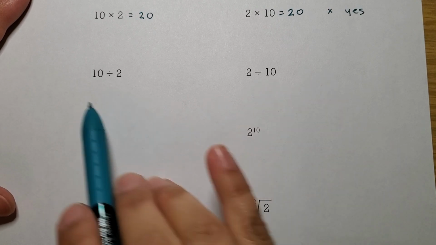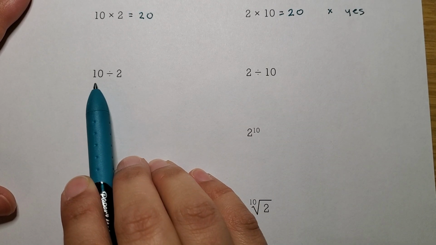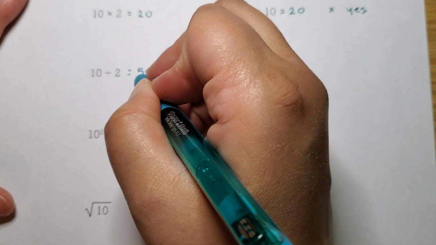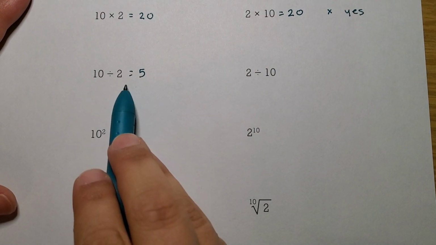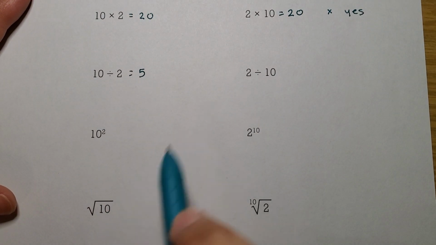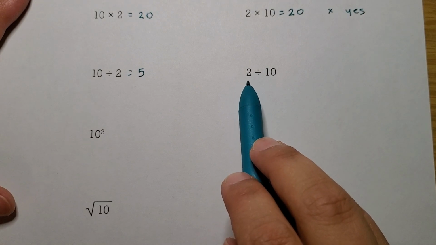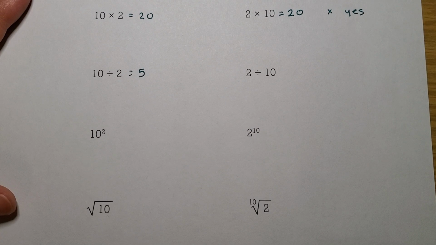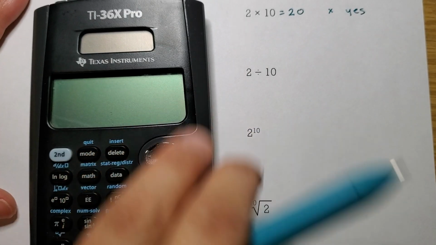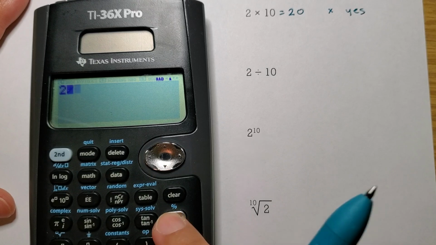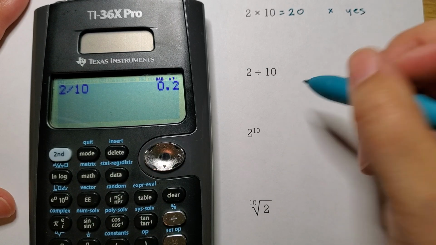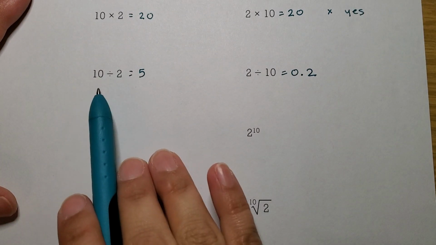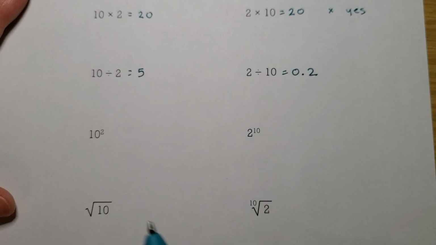Okay, what about division? So if I have 10 things and I try to split them up evenly amongst 2 people, each person is going to get 5 items, since 10 divided by 2 is 5. But if I have 2 items and I try to split them amongst 10 people, well, everyone's not going to get 5 items that way, will they? Let's try. So if I have 2 divided by 10, yeah, I get 0.2. So very clearly, division is not going to be commutative.